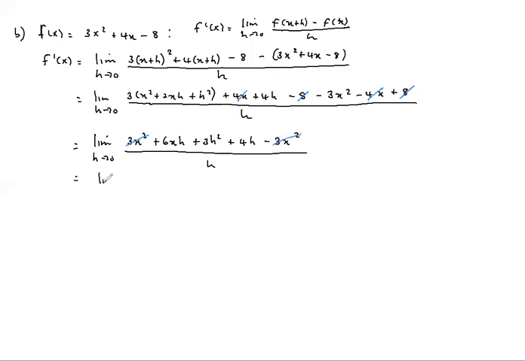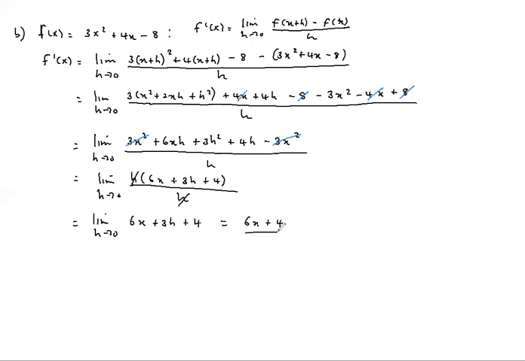Again here, this and that go. So we remain with the limit as h goes to zero. You can factor out h from the top there. So we have h times 6x plus 3h plus 4 over h. This h here is to cancel the denominator. So we have the limit as h goes to 0 of 6x plus 3h plus 4. We can now substitute and get 6x plus 4, because where there is h, we take a 0. And of course, that's the derivative for that f of x there.